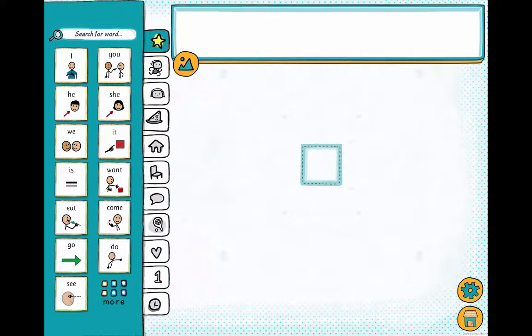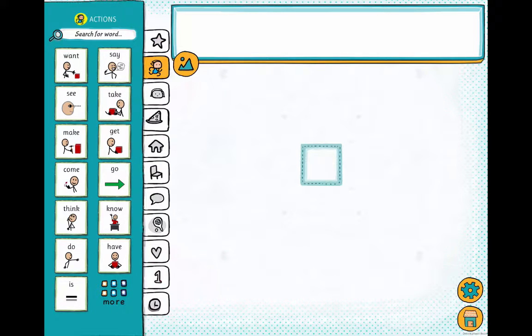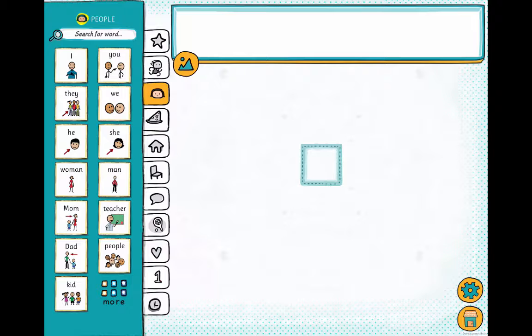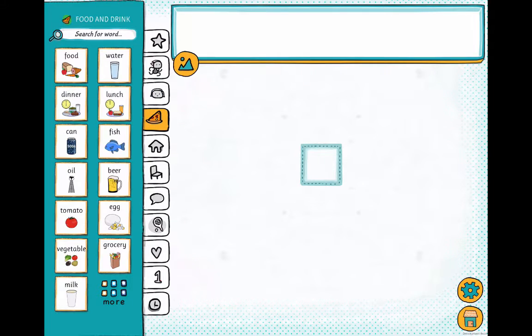FreeSpeech allows a child to create sentences by scaffolding them. What that means is that the child could start anywhere in a sentence. So there's a lot of different picture words here. These picture words are arranged in categories. So this is the category for people. This is the category for food.